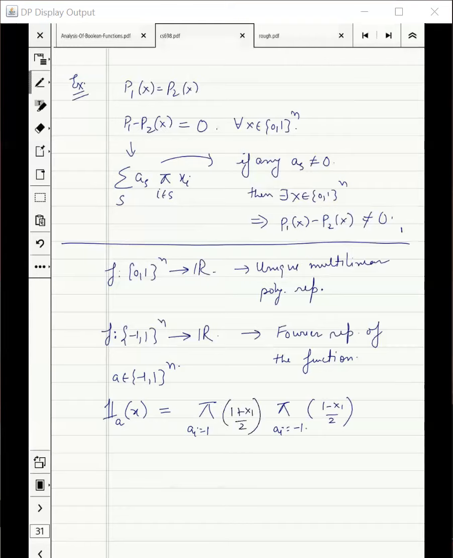Right? You can convince yourself that this is going to be true. If ai is equal to 1, then this 1 plus x1 by 2 will be 1. If ai is -1, then this thing will be 0. Correct? Similarly, when ai is -1, then 1 minus x1 by 2 will be 1 and otherwise 0. Correct? So this is the indicator function. Are you convinced that this is the indicator function for input a?